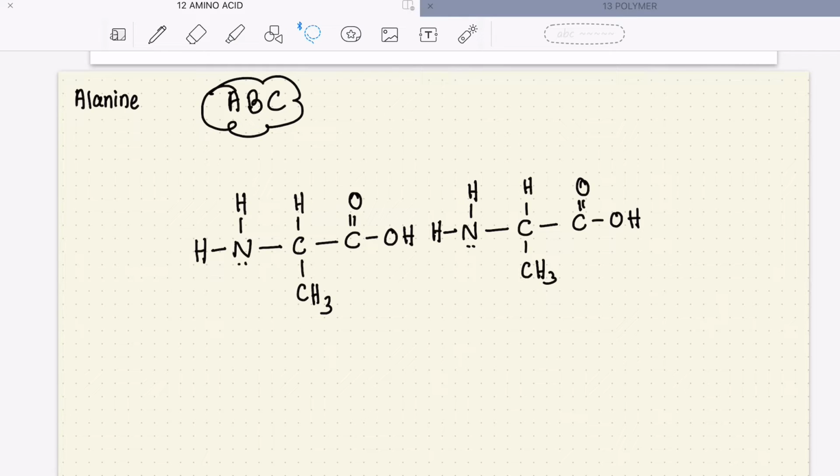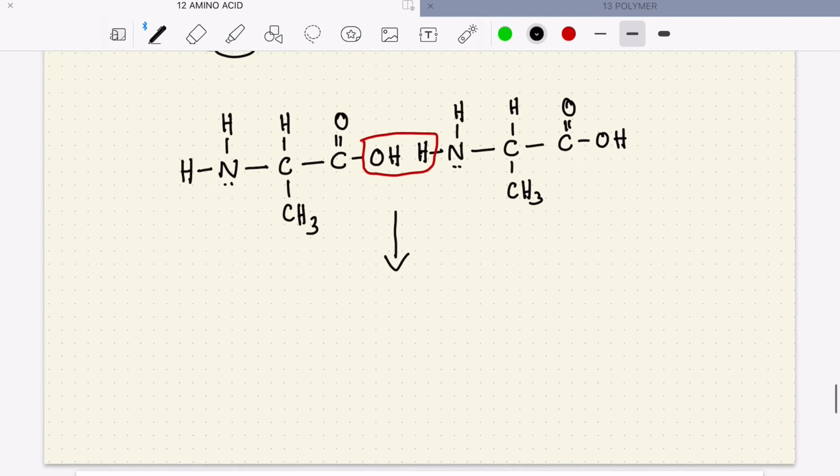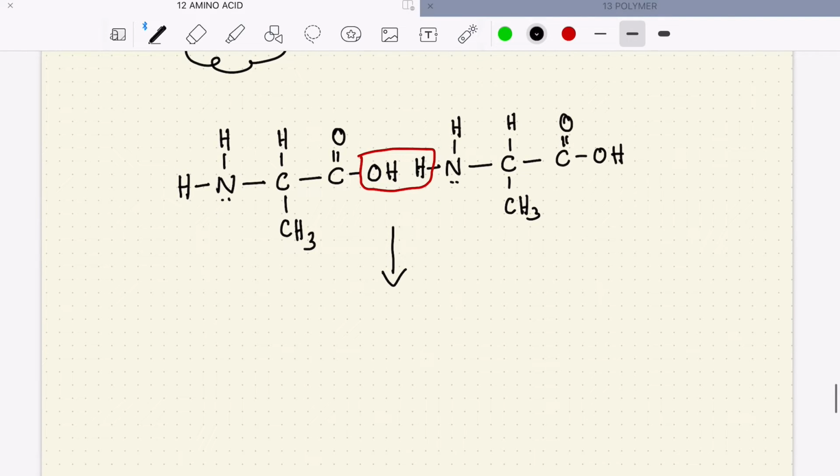Now, as I mentioned before, this is what we call the condensation reaction, where they're going to remove this water to produce the product. So they're going to combine together. H and H, CH3, C-O. And then since we already removed the water, I'm going to combine them.